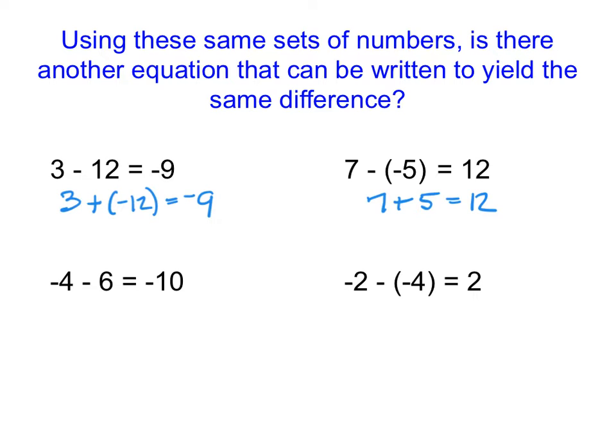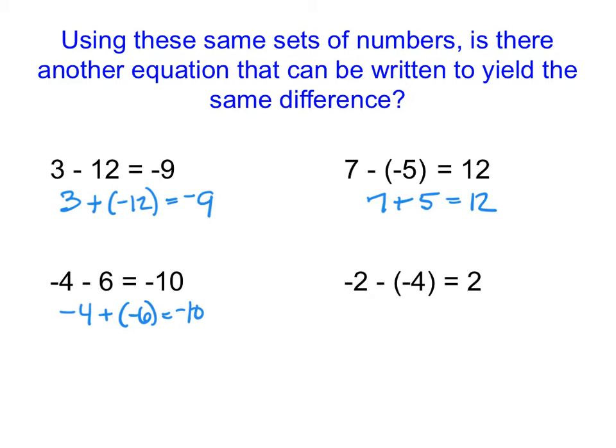Let's look at negative 4 minus 6 equals negative 10. Well, how can negative 4 and negative 6 equal negative 10? What's another way of writing that? How about negative 4 plus negative 6 equals negative 10? We know how to do that. Same signs, add and keep.